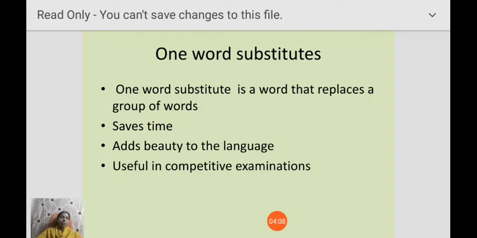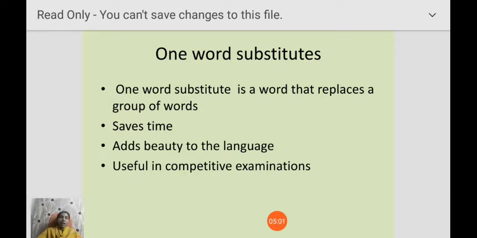Another most important use for the students is that it is useful in competitive examinations. In competitive examinations, like bank POs and staff selection commission exams, English is also tested. The proficiency in English language is also tested. So there is a chance of asking one word substitutes, or if the word comes in the passage, you may understand the meaning of it, and if you know the meaning of that single word, you can understand the passage. So for reading comprehension also it is useful.